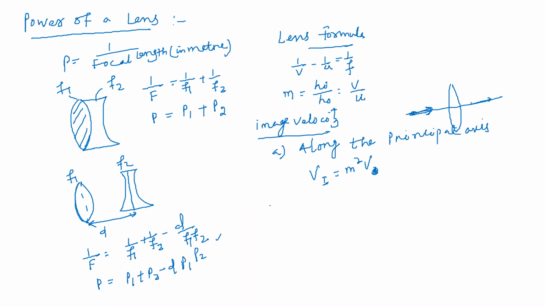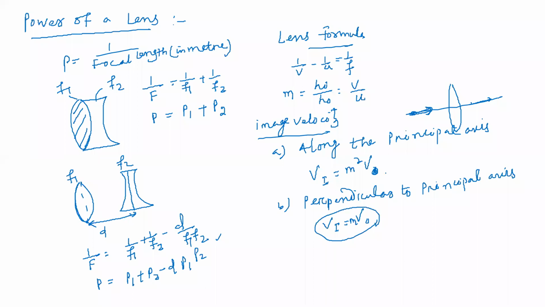And students, next, if the object is moving perpendicular to the principal axis, this is the case for along the principal axis, then perpendicular to principal axis. Same if the lens moves perpendicular to principal axis, right? Velocity of image is equal to magnification times velocity of object. This is perpendicular, and this is the formula for along the principal axis. Yes or no?